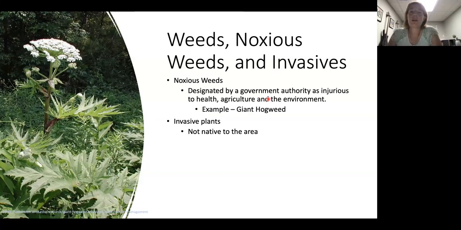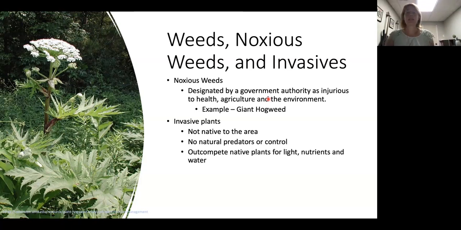What we are dealing with more in Maryland are invasive plants. They're not native to the area, and one of the issues that we have is that they don't have any natural predators or control. An invasive that we're dealing with right now, probably all of you have heard about, is the spotted lanternfly, which obviously is not a plant. But one of the big issues is that there's nothing that eats it. I've trained my children, if they see one, they smash it, which is terrible. I feel bad, but I also know what it can do to the plants in my yard. And like I said, they can outcompete native plants for light, nutrients, and water.